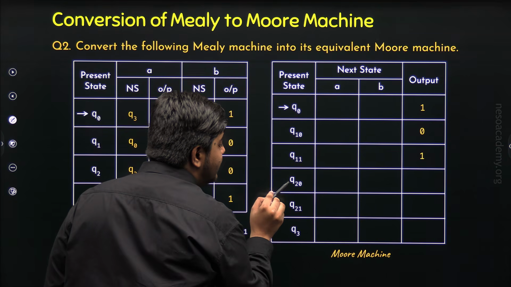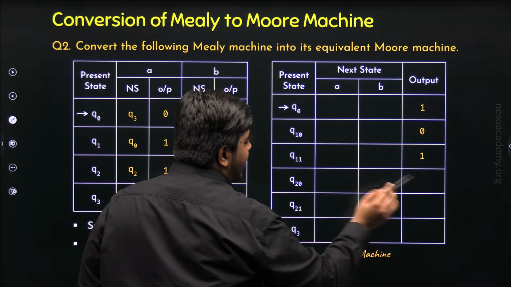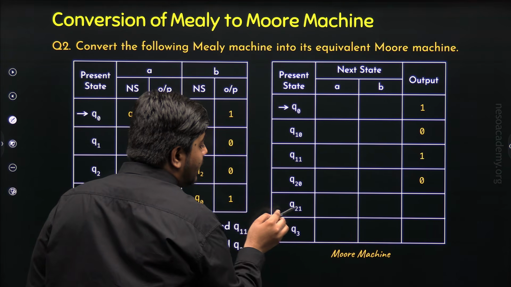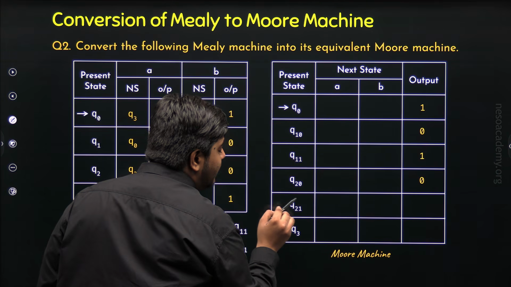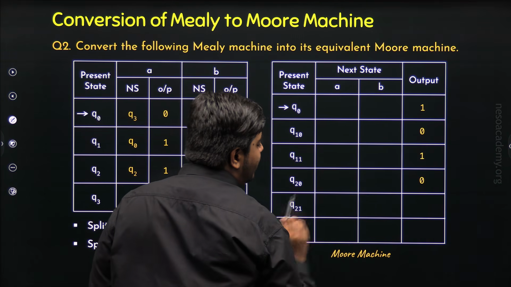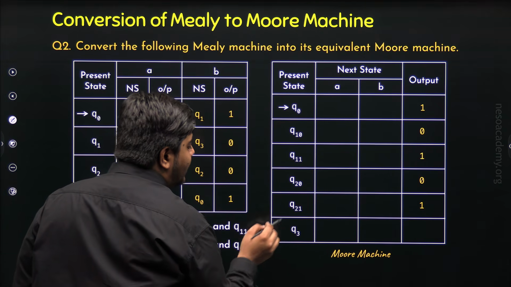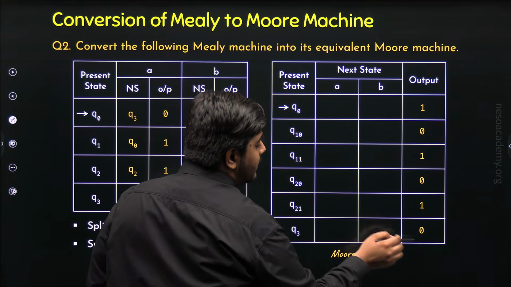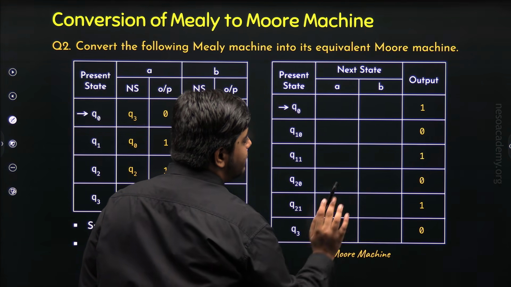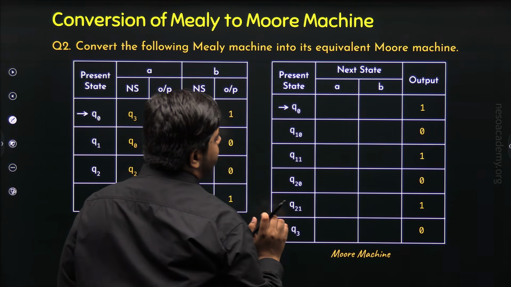Now Q20 means the state Q2 associated with output 0. So here we will write 0. Now Q21 means the state Q2 associated with output symbol 1. So here we will write 1. And in the previous slide you have seen that Q3 was receiving only one output symbol, and that was 0. That is why I have written 0 here. In this way we have completed the output column of this table.